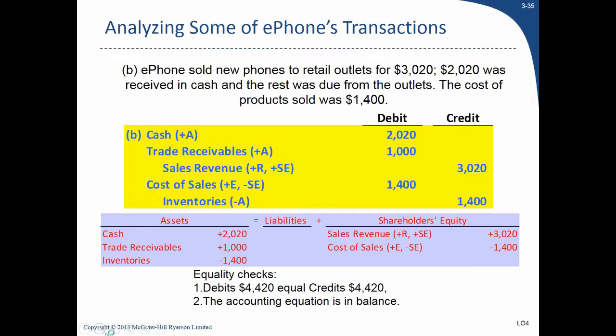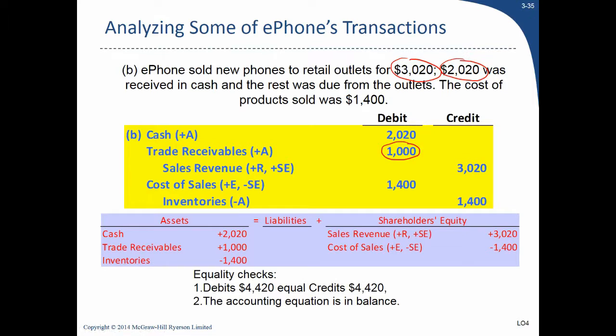Now think back to the revenue principle. Assuming that we meet all those criteria, we should recognize all this revenue. We sold these phones, right? We sold $3,020 worth of phones, but only $2,020 in cash. The difference is $1,000, right? That is a receivable. They're going to pay us in the future, right?